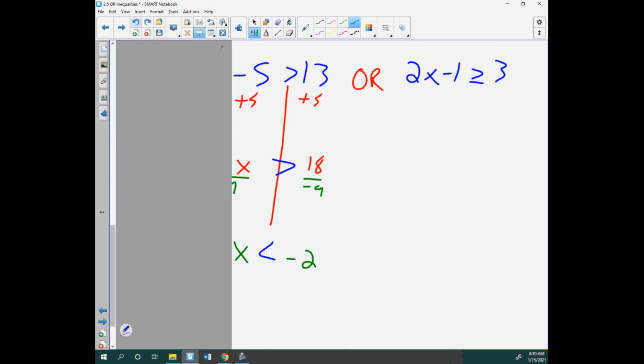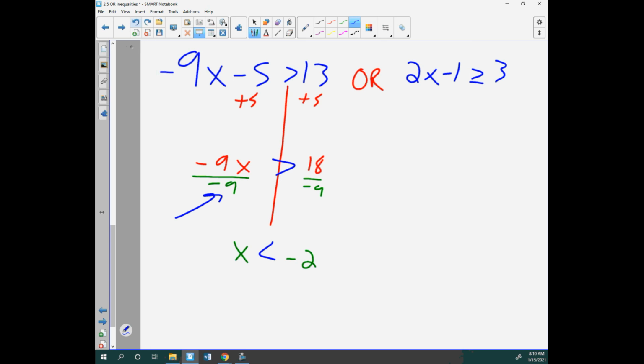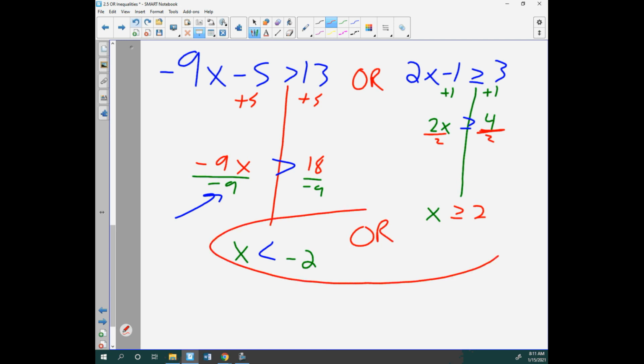And then now I can't forget about my other half here, which is this guy over here. I want to get x all by itself. I'm going to add 1 to both sides. 2x is 4, that stuff, right? And then last step, divide by 2. And I'm going to get x is bigger than or equal to 2. So those, separated by the or, are my 2 answers.